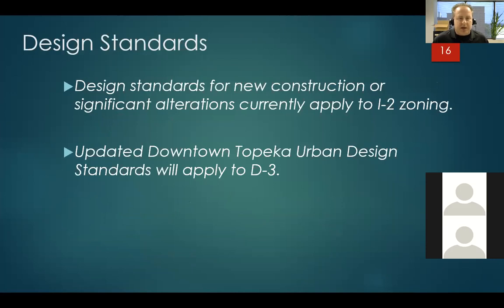A quick note about design. Within the I-2 district, there currently are design standards that apply to new construction or significant alterations. We'll be transitioning away from those particular standards to the updated downtown Topeka urban design standards. Those are more context-based and better take into consideration the existing character of an area, rather than the one-size-fits-all type approach that's currently part of the design review for I-2.